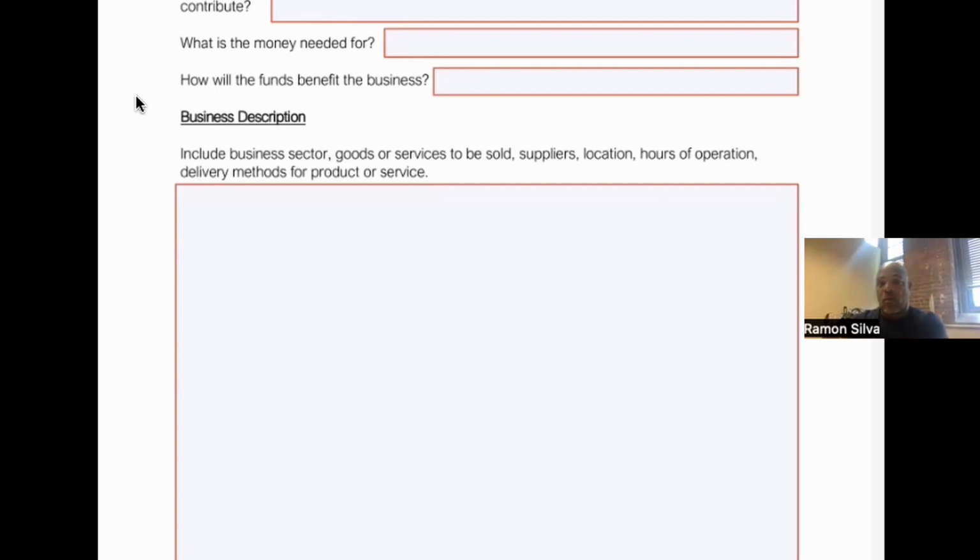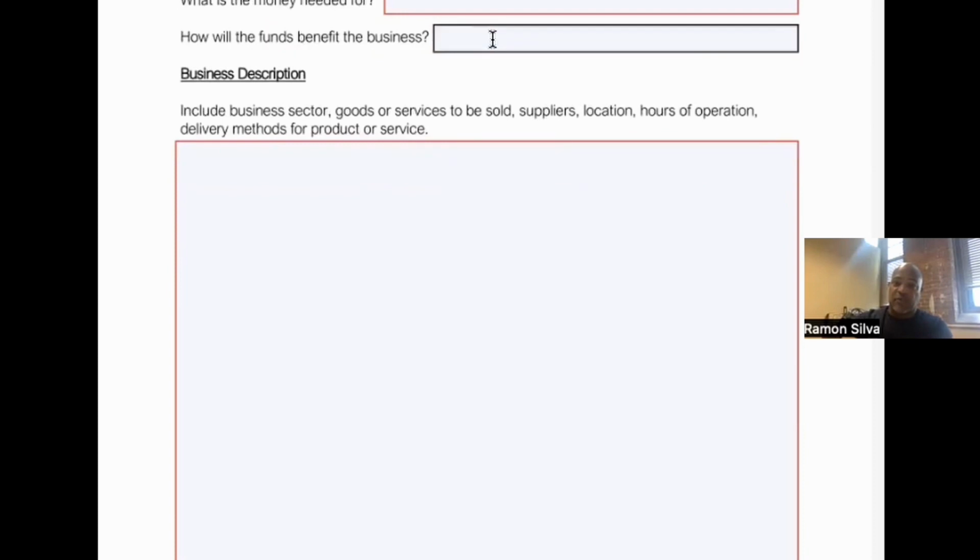How or what is the money needed for? Simple description of what those costs are and where the money's going to be applied, and then how will the funds benefit the business? This one should be pretty simple for just about everyone because this is a startup business program. It's going to provide you the funding to get your business off the ground.